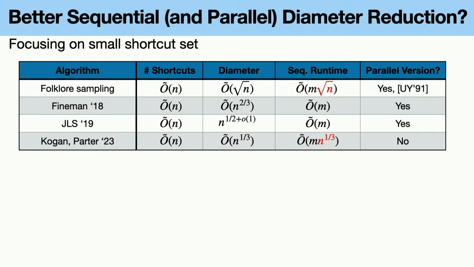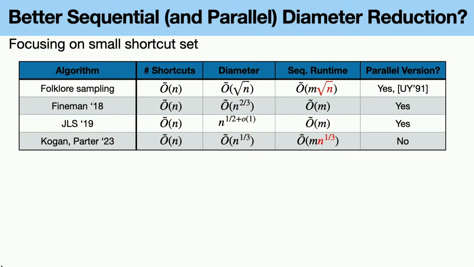OK, so what about other algorithms? Well, let's just think in the sequential case for now. I showed you the simple sampling approach that would add n shortcuts, give us a diameter of square root of n, and have this very high running time. And you can make that parallel using the Ullman-Yannakakis approach. And for a long time, that was the only linear size shortcutting solution that was known. In 2018, I gave an algorithm that shortens the diameter to a little worse, n to the 2/3. But we can do it in linear time. So this is much more desirable.